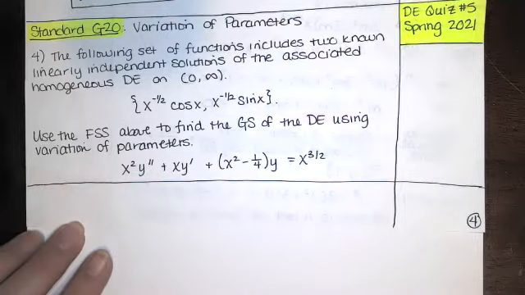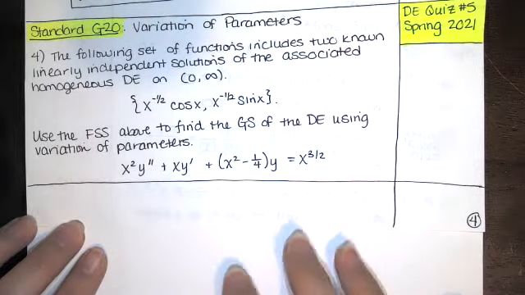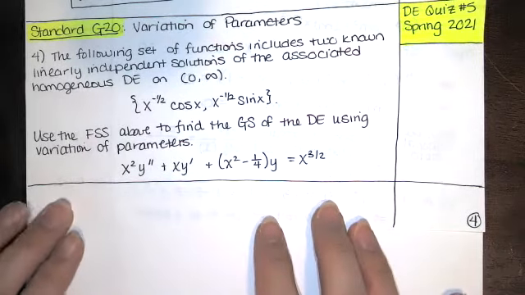In this video, we solve problem number 4 from Differential Equations, quiz number 5 from the spring 2021 semester. This problem covers variation of parameters. Now, there were multiple forms of this quiz, so not all students saw this problem. Okay, here's the problem statement.